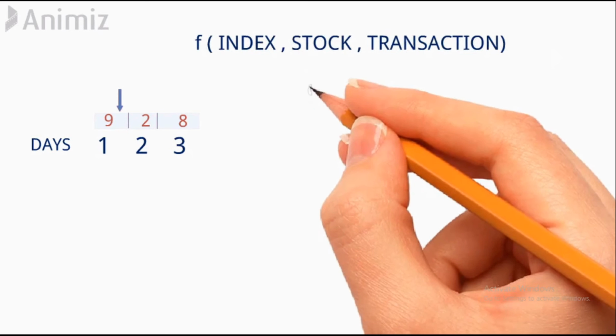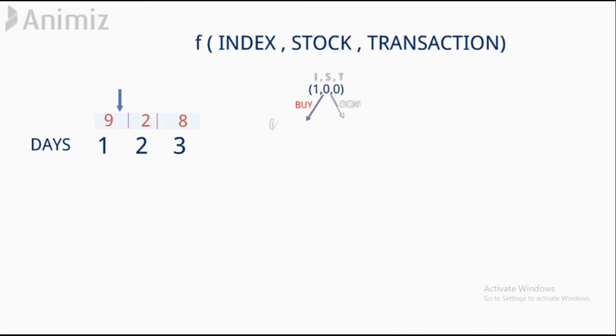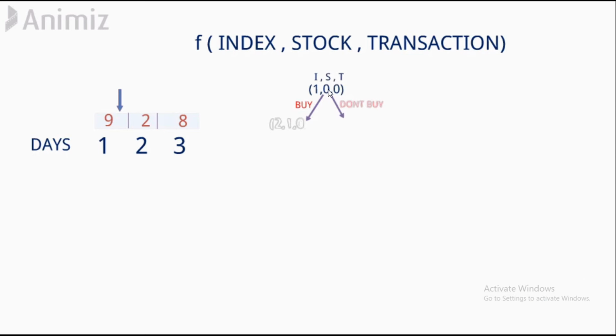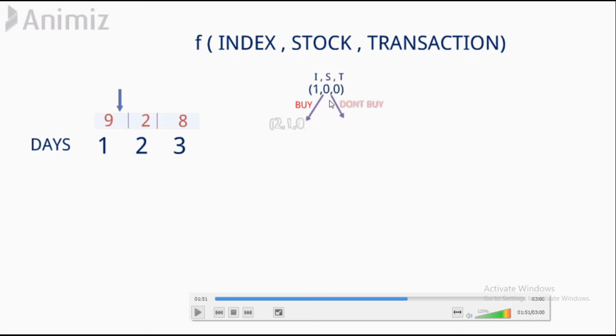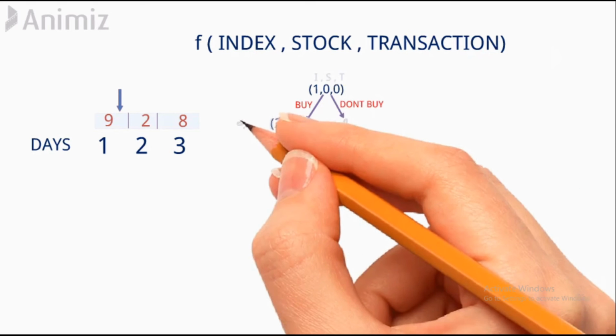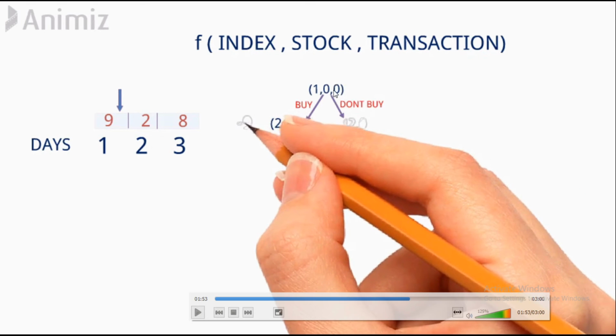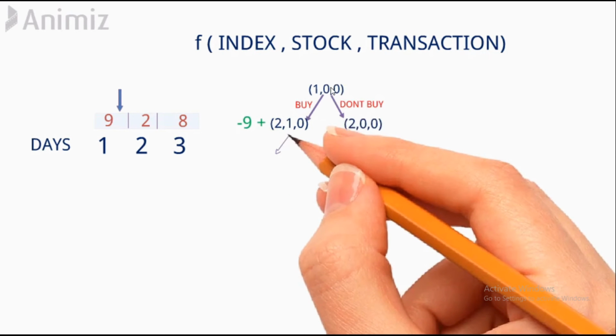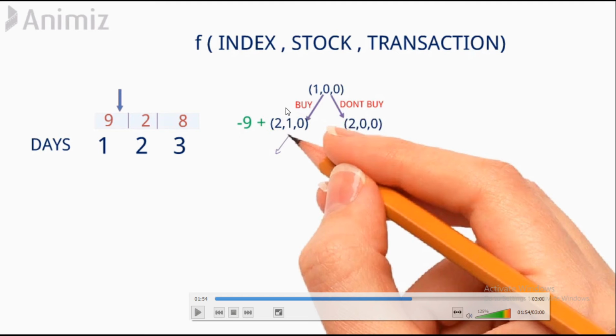Initially, I will be standing at day 1, which is index 1. A businessman will not have any stock with him and 0 transactions. So I will have 2 options now. Since my stock is 0, as I showed you before, I will have 2 choices: buy today or don't buy today. You can see the 2 branches here with their respective notations, buy and don't buy.